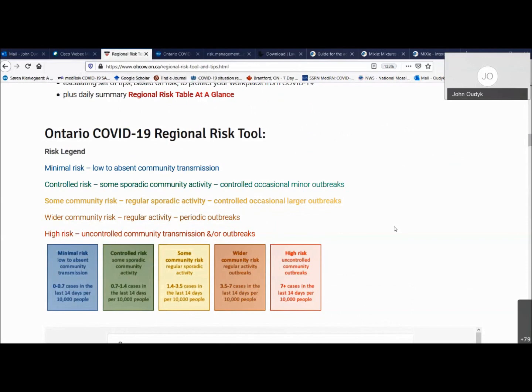And I've compared these to a number of other jurisdictions, and I think they line up quite well. So minimal risk is 0 to 0.7 cases in the last 14 days per 10,000 people, and then it's graduated up. Now I know Dave Zalk likes to say anytime you make a category, it becomes control banding, but here the categories are defined by actual counts. There's no subjective aspect of rating it.